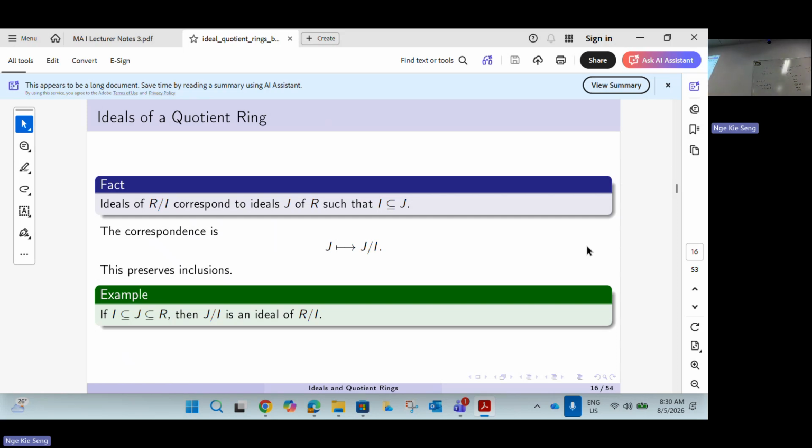Next, the ideals of a quotient ring. Just now we had a quotient ring. Now we want to talk about the ideals of the quotient ring. The ideals of the quotient ring R mod I correspond to the ideals J of R such that I is contained in J. If J is between I and R, then J mod I is an ideal of R mod I. You can see right here.